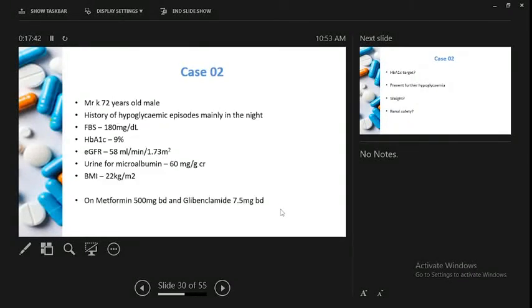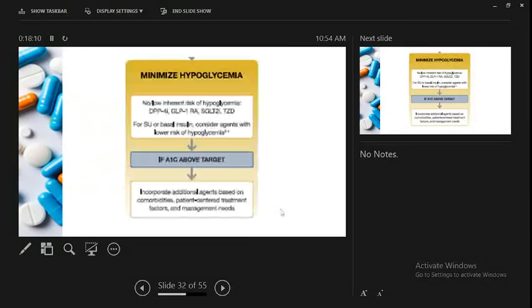It's a 72-year-old male who presented with history of hypoglycemic episodes, mainly in the night. His fasting is around 180 with HbA1c of 9%, and he has slightly reduced eGFR of 58, and microalbuminuria is there, but not very significant. BMI is 22, so he's a normal average build person. He's on metformin 500 twice a day and glibenclamide 7.5 BD.